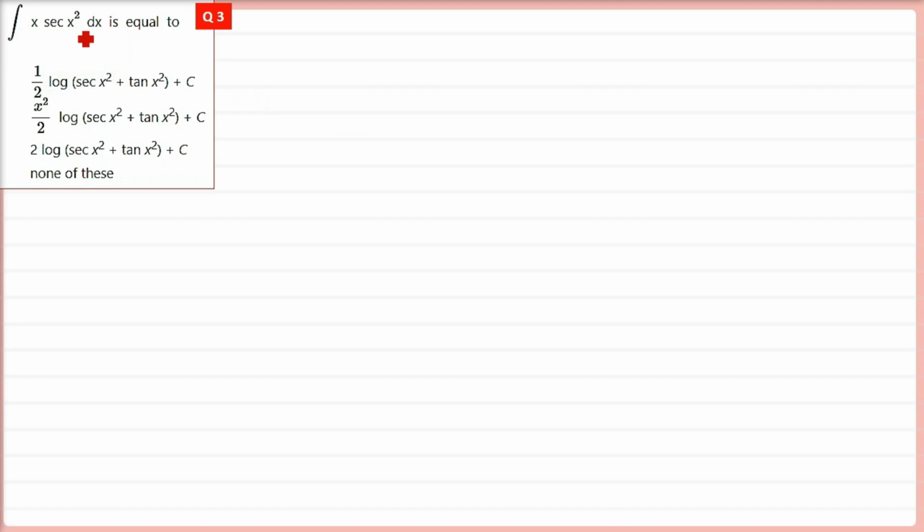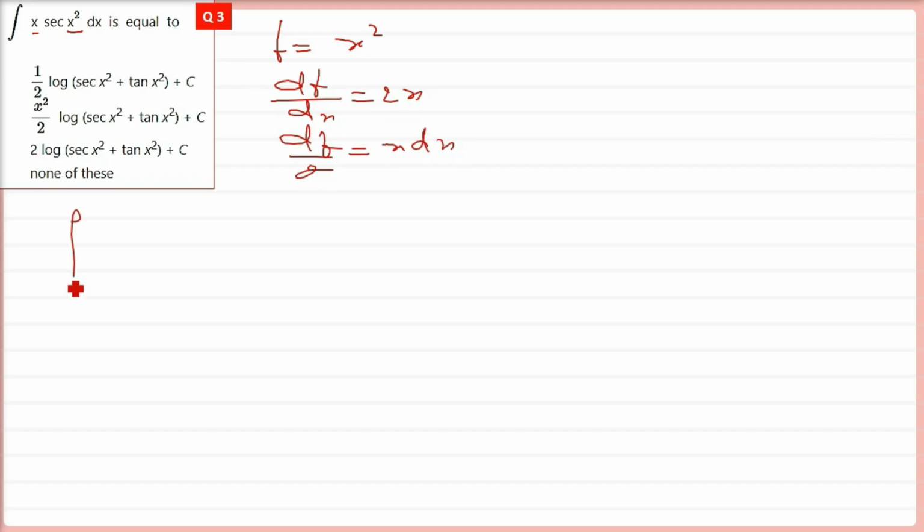Next one is x sec x square dx. Now x square can give you x. So let's take t equals to x square. Dt by dx will be what? It will be 2x. So dt by 2 will be equal to x dx. So when we integrate this, x dx, we will write it as dt by 2. So dt here, half here. Sec x square. What is t? x square.